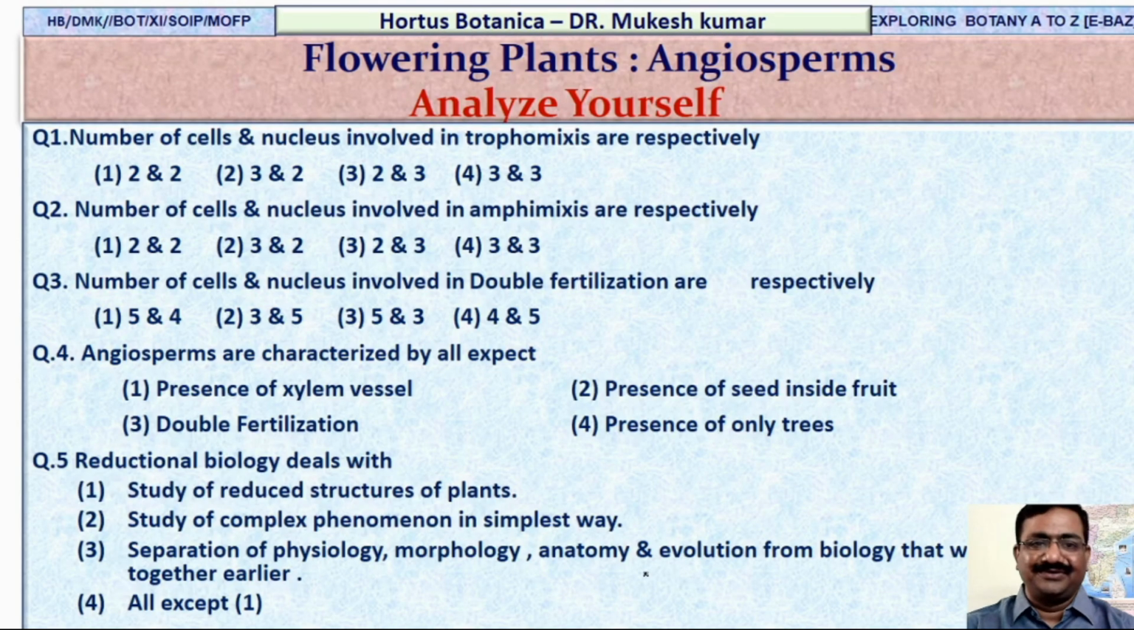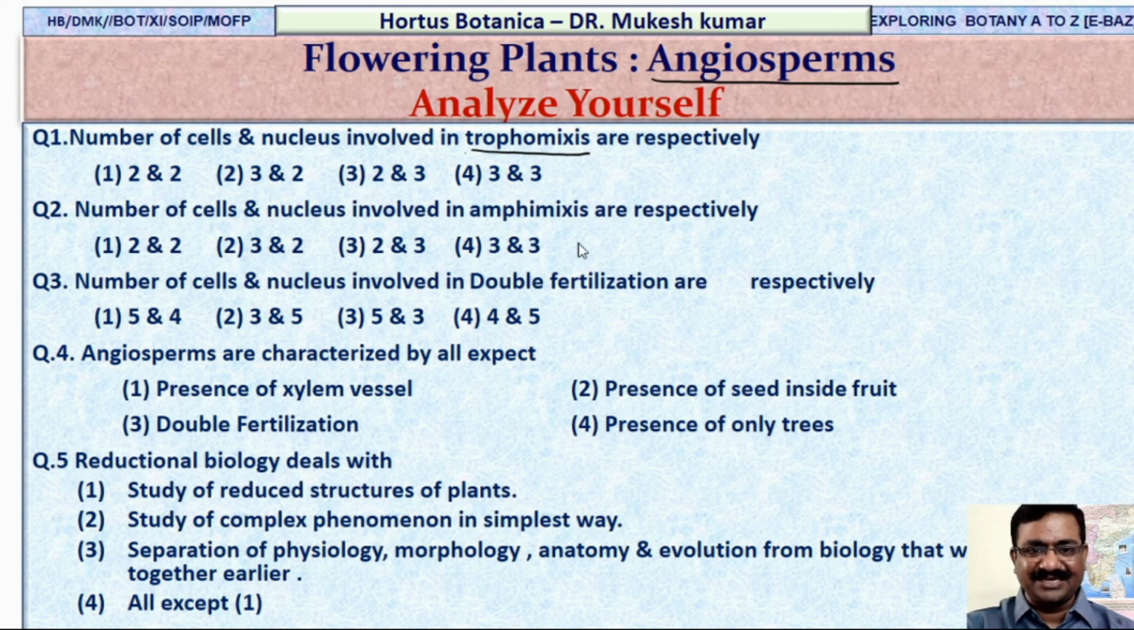Now analyze yourself with this small and very interesting topic of what is angiosperm. So these are 5 questions. You go through these questions, answer properly, and later check your answers. The first question: the number of cells and nuclei involved in trophomixis. I told you about trophomixis. Remember, this is the vegetative fertilization, the triple fusion. So you have to answer.